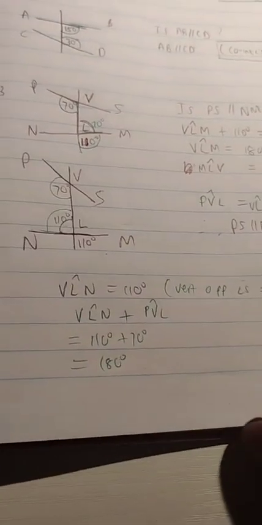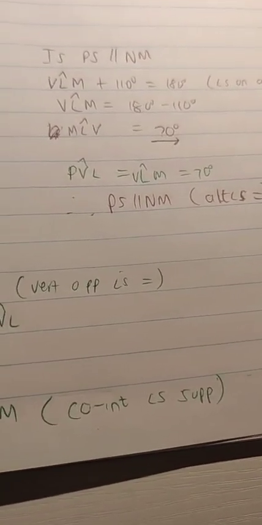Because now we are seeing that VLN plus PVL, which is basically 110 plus 70 degrees, gives us what? 180. Therefore we can conclude that PS is parallel, guys, to what? To NM. When you write your reason, you must say co-int angles, supp. Why are you saying co-int angles, supp? It's because the co-interior angles are supplementary. That is the acceptable reason that you write to prove that lines are parallel.